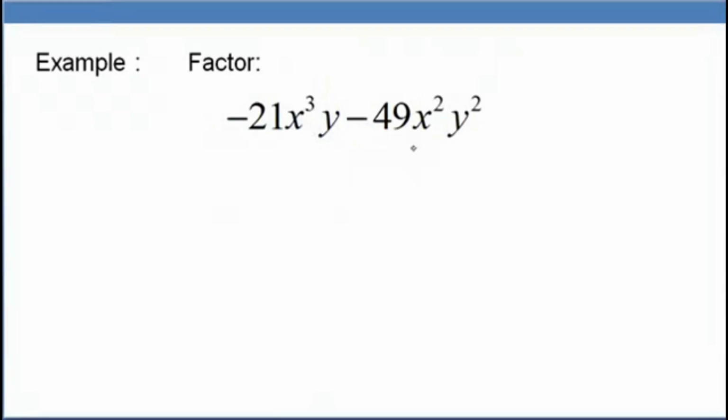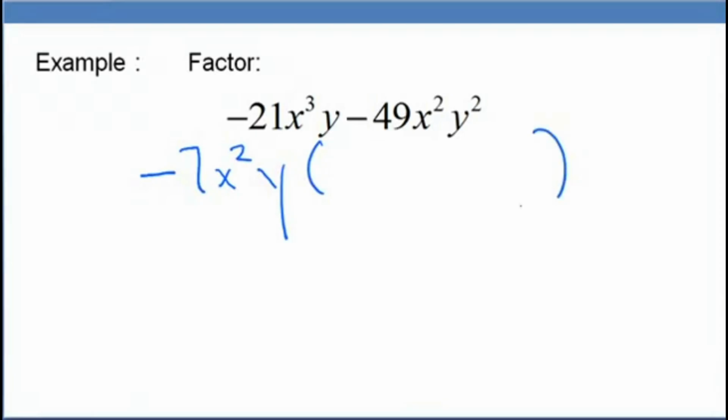Let's look at this example. We're going to factor, and it does start out with a negative term, so we're going to choose a negative GCF again. For our numbers, 21 does not go into 49, so a 7 is going to be our number part for our GCF. For our variables, we can do an x squared and a y. So that will be our GCF.